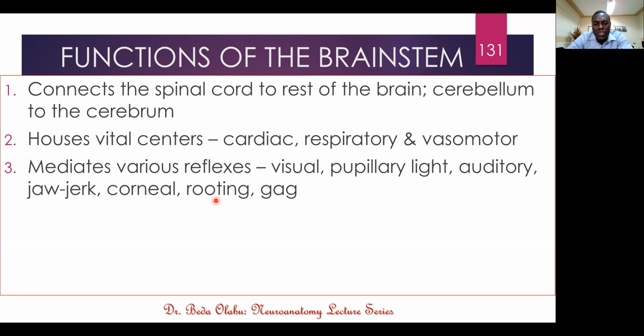Usually the assumption here is that whatever is touching next to their mouth will be a nipple. And so the baby just turns the mouth towards the nipple.